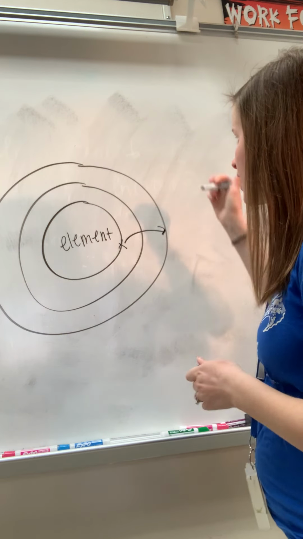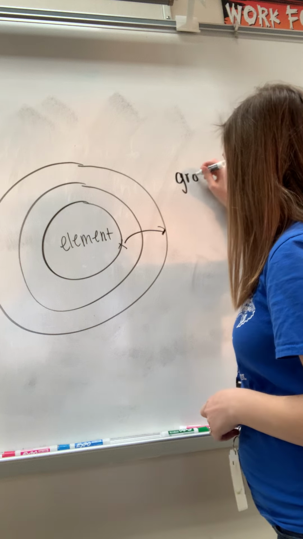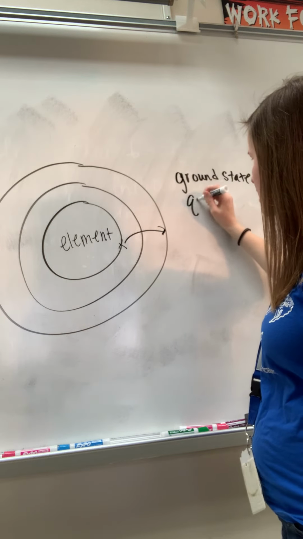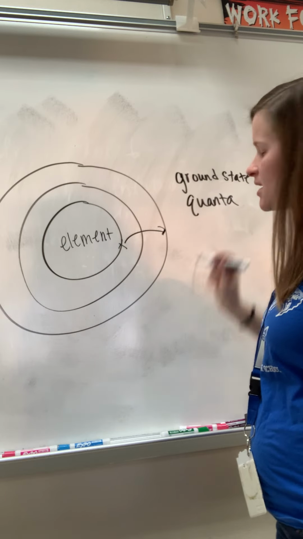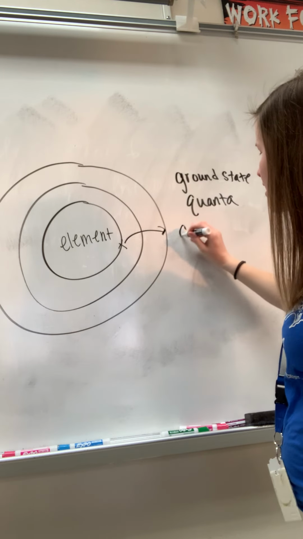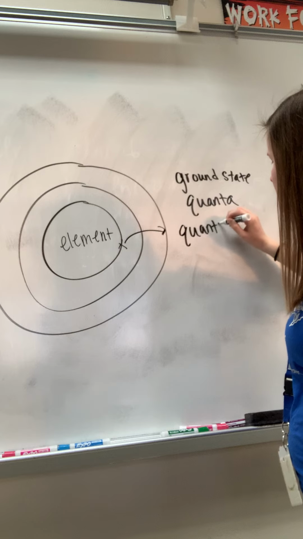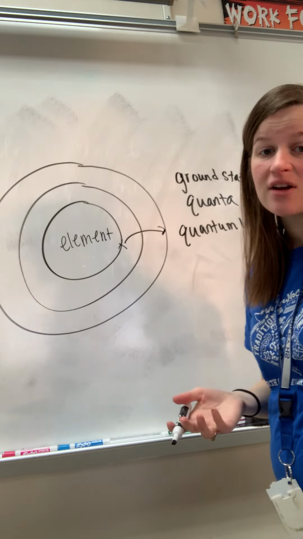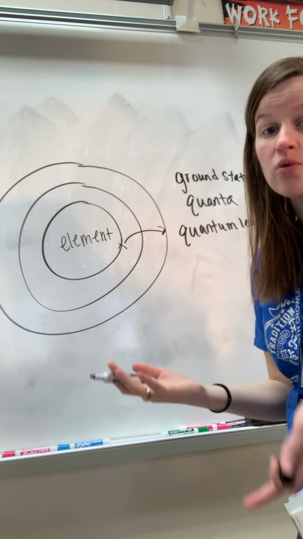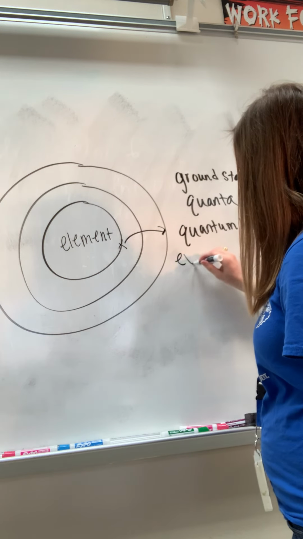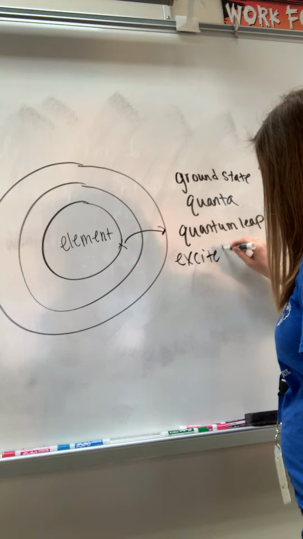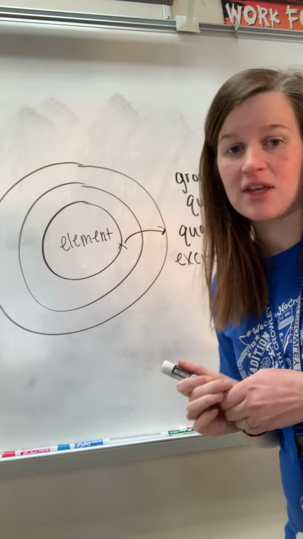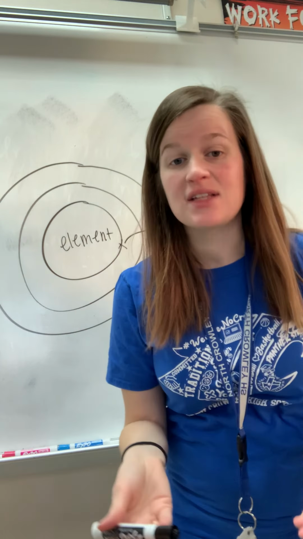Okay, so far we have our ground state, which is where they start. They absorb some quanta, and that makes them get excited, and they take a quantum leap up to a higher energy level. That higher energy level, whatever it is, if it's not their normal energy level, is called their excited state. Okay? And so they can't stay there forever. We can't stay at an excited state forever.